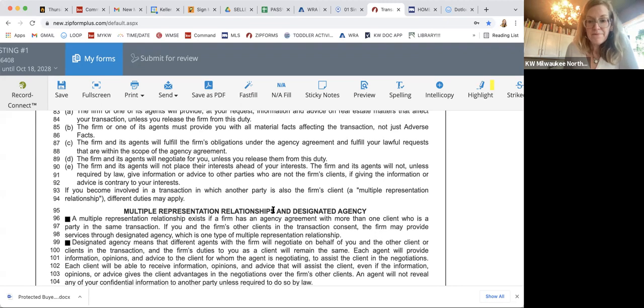We will not place our interests ahead of your interests. And the firm and its agents will not, unless required by law, give information and advice to other parties who are not the firm's clients, if giving the information or advice is contrary to your interests.